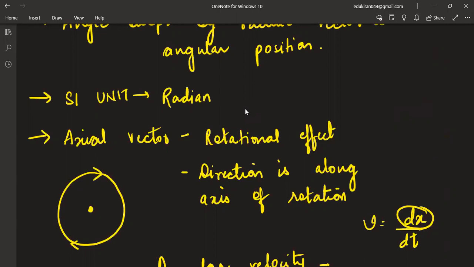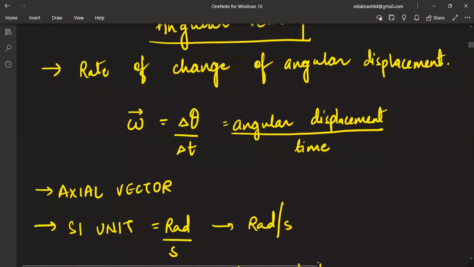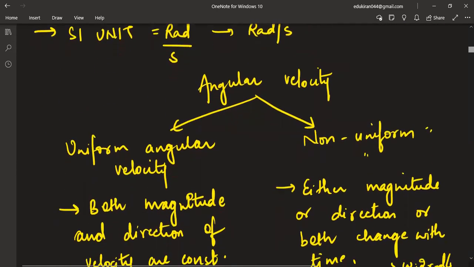Now it's an axial vector, so it produces a rotational effect, and the direction is along the axis of rotation. Axial vector means the direction is along the axis of rotation. In the same way, angular velocity is represented through this omega. This is d theta by dt. It's an axial vector, and you write it as radian per second.